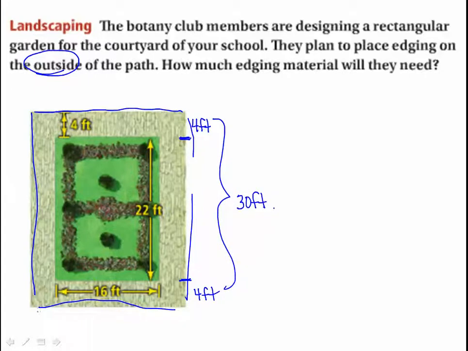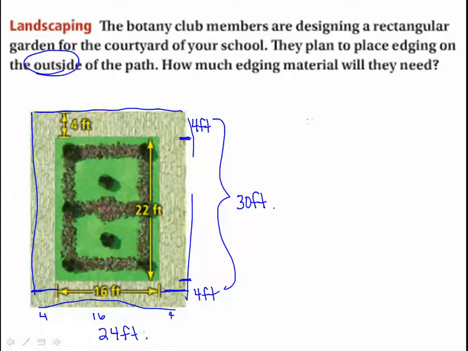Now we can do the same thing to find the length across the bottom. The sidewalk is still 4 feet wide on the sides, so this would add 4 feet on the left and 4 feet on the right, meaning that along the bottom we have 4 feet, 16 feet, and 4 feet, or 24 feet.